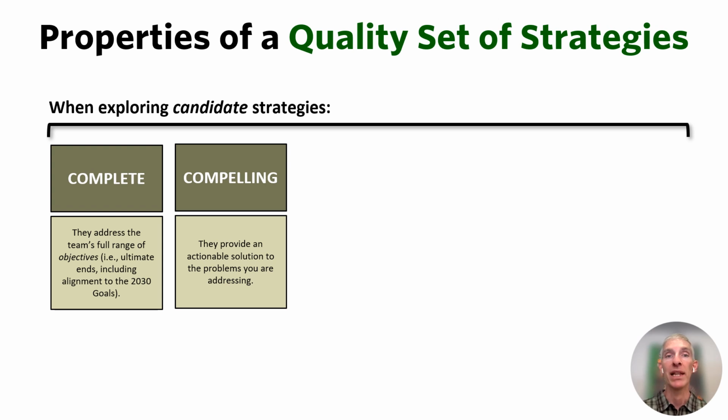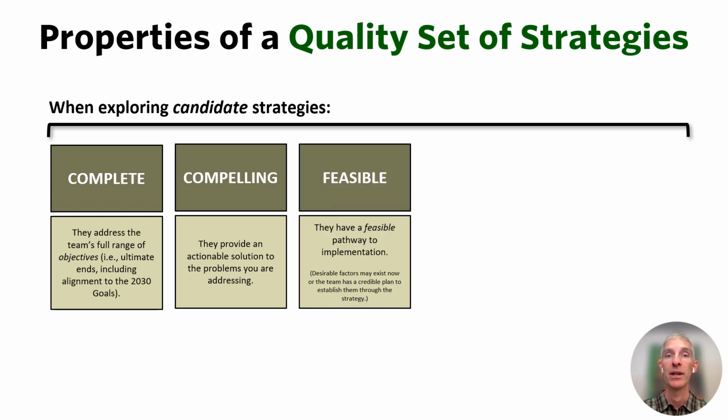Second property is compelling, meaning the candidate strategies provide an actionable solution to the core problems the team seeks to address through its work. Third is feasible, meaning the candidate strategies have a reasonable pathway to implementation. This may be because the desirable factors exist now, or the team has a credible plan for how to establish them through implementing the strategy. During initial idea generation, the team should both critically scrutinize feasibility while also being careful to not overly worry about this condition so they don't prematurely remove promising ideas.